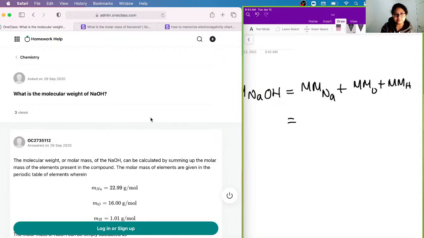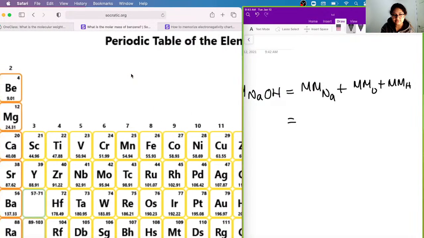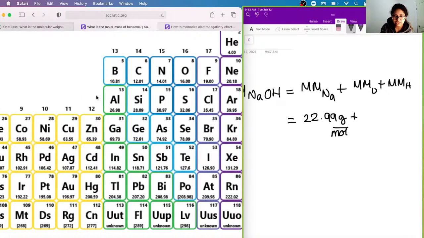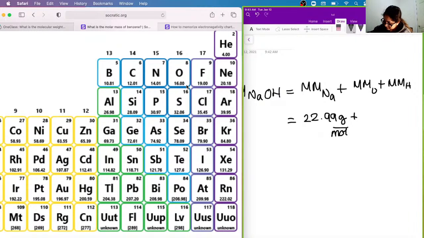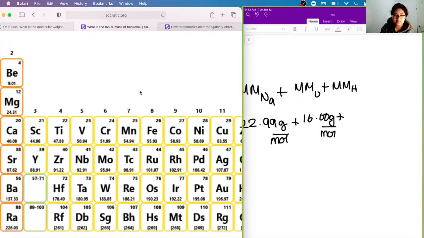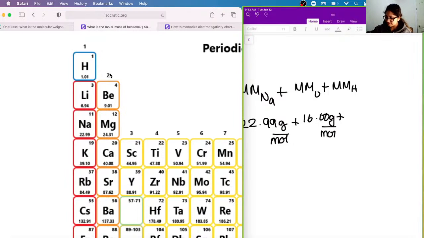Let's go back to our periodic table. The molar mass of sodium is 22.99, so we write 22.99 grams per mole. You add this with the molar mass of oxygen, which is 16.00 grams per mole. And lastly, we have hydrogen, which is right here, 1.01. So add 1.01.